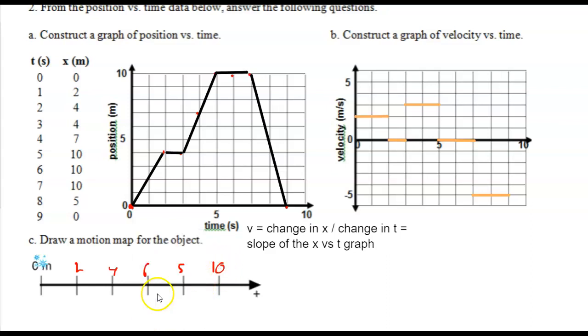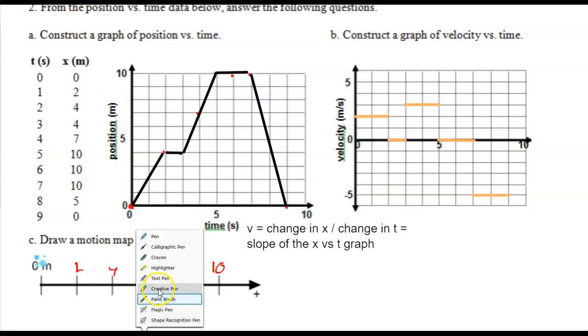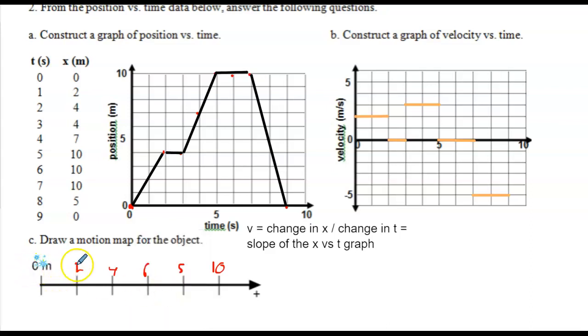Getting back to the creative pen. So at 0, it's at 0. At 1, it's at 2. At 2, it's at 4. At 3, it's at 4. At 4, it's at 7. Oh, I don't know where I wrote 5. Let's change that to an 8.